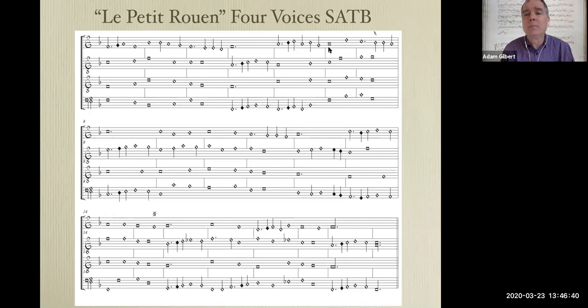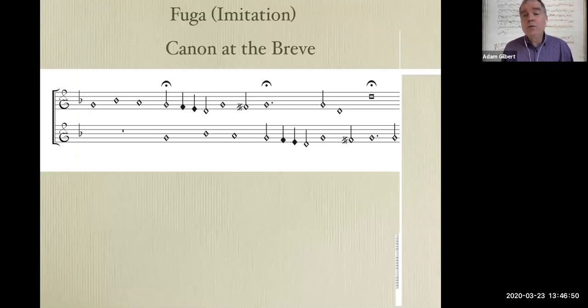But I thought I'd talk to you about another thing that happens really commonly in the 15th century, which is the development of really systematic imitation. And the word for imitation is fuga. Fuga meaning to chase or to flee. And there's not a term for different kinds of fuga per se, just fuga is imitation.